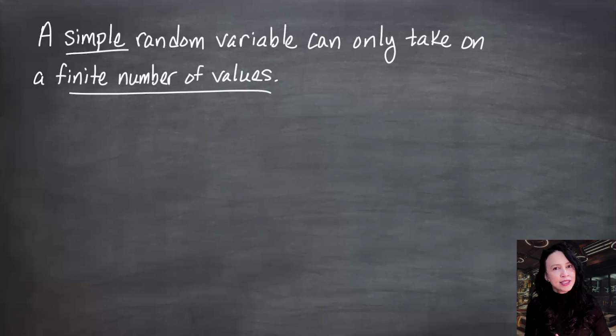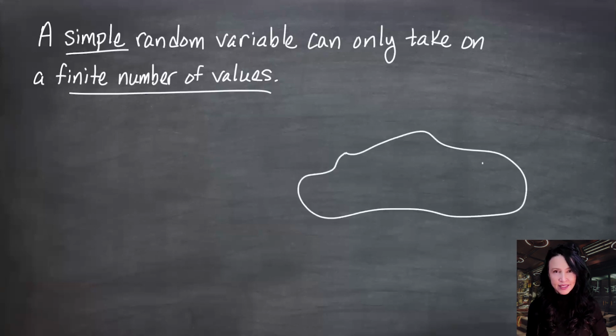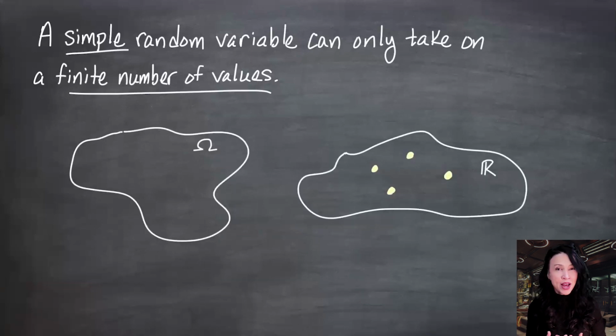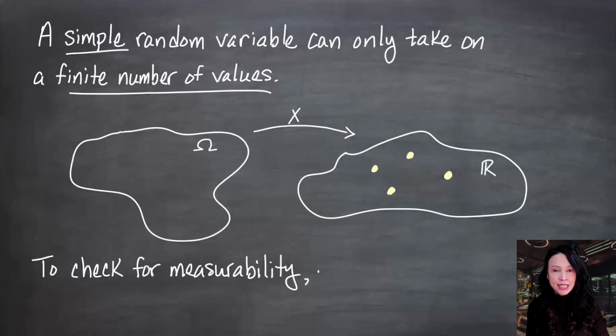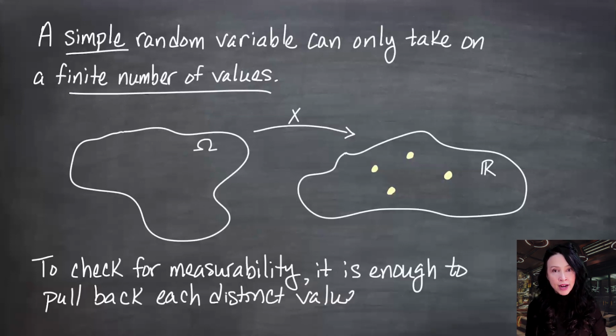And right now, I want to convince you that if we pull back and look at the inverse image of Borel sets for a simple random variable, we'll get the same thing as if we just look at pulling back individual points. In which case, we don't have to consider all Borel sets. It's much easier to check whether or not a simple random variable as a function is measurable. It is enough to pull back each distinct value over here.